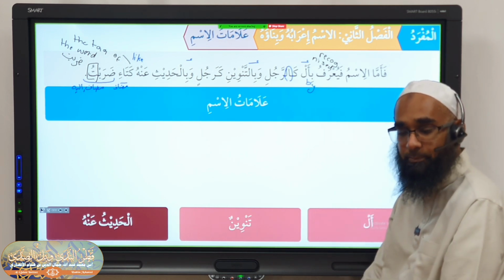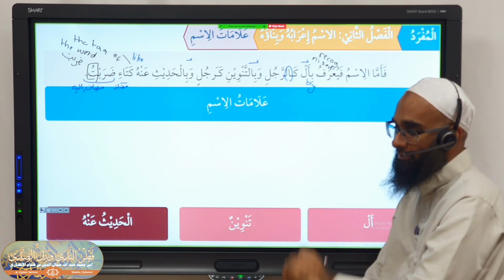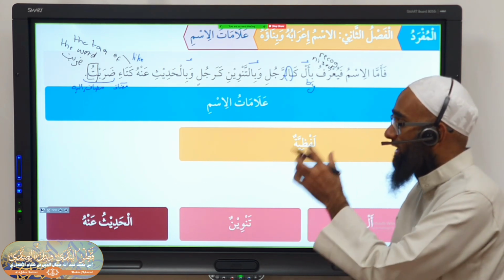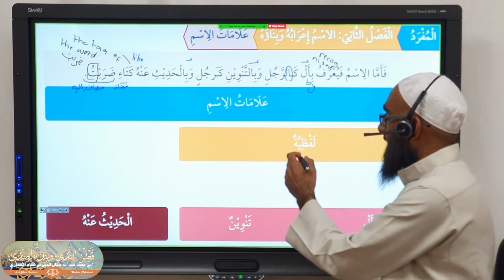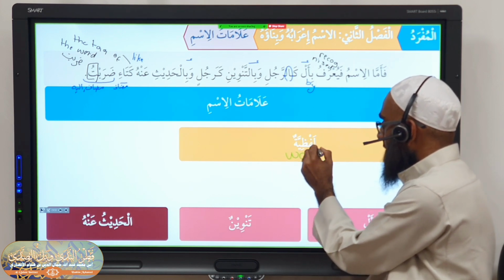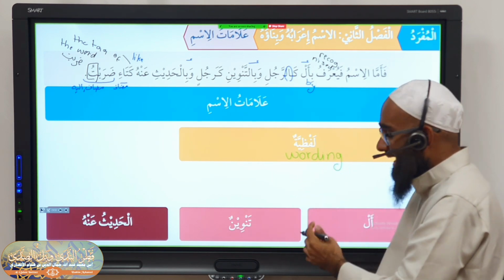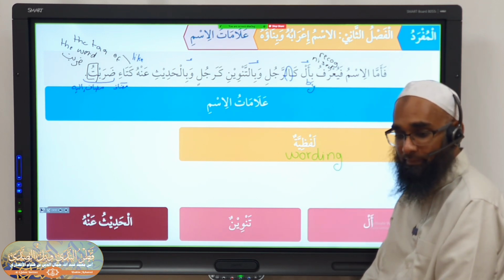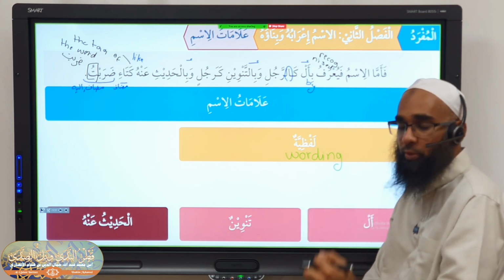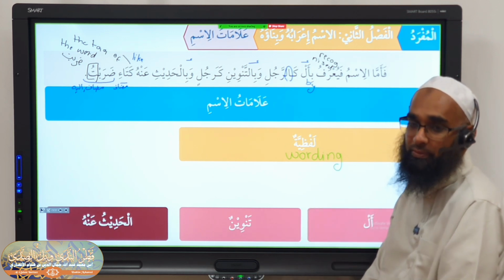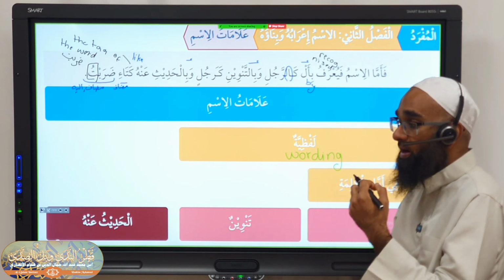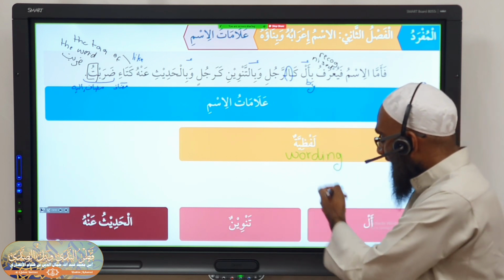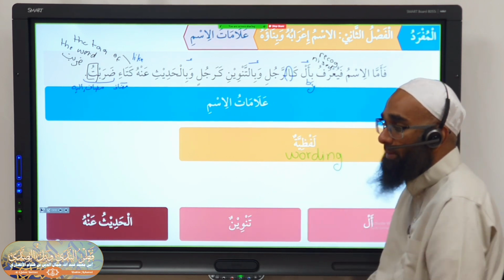Okay? Yes? But if you look at it, he said, I've shown you 2 types of sign: alama lafziya and alama ma'nawiyya. Lafziya means in wording. These are signs that you can actually see within the word. Can you see alif lam on the word? Can you see a tanween on the word? Can you see hadith anhu? No. But hadith anhu is ma'nawiyya, a concept, an idea, a thought. So he said, I gave you 2 alama lafziya and 1 alama ma'nawiyya.